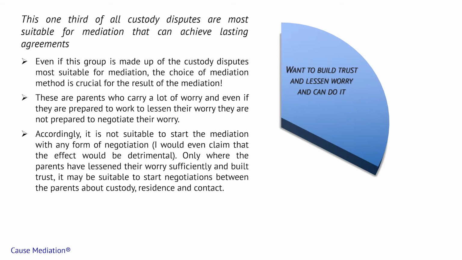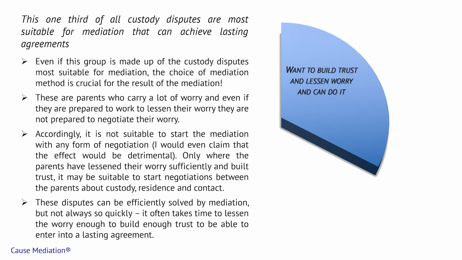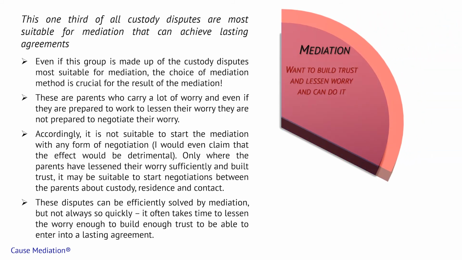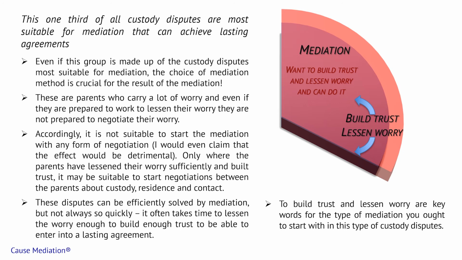Only where the parents have lessened their worries sufficiently and built trust, it may be suitable to start negotiations between the parents about custody, residence, and contact. These disputes can be efficiently solved by mediation, but not always so quickly. It often takes time to lessen the worry enough to build enough trust to be able to enter into a lasting agreement. To lessen worry and build trust are key words for the type of mediation you ought to start with in this type of custody disputes.